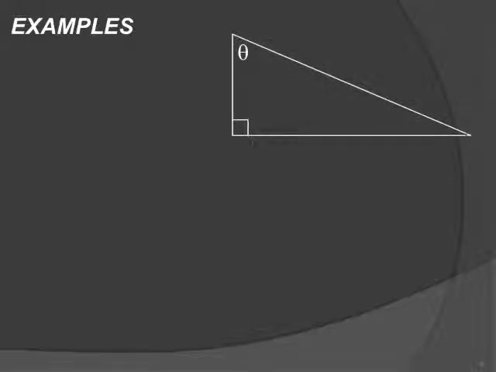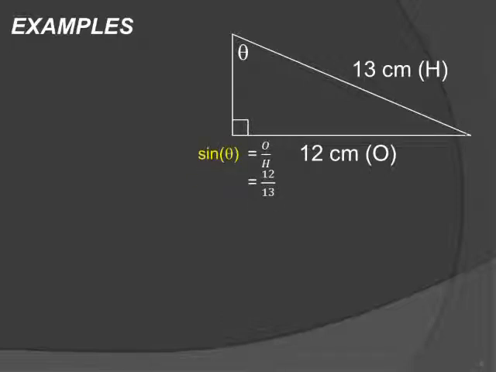Examples. Here we have a triangle. We have a hypotenuse of 13 centimetres and an opposite of 12 centimetres. So sine of our theta is opposite over hypotenuse, which is 12 over 13. That fraction doesn't simplify any, so you just leave it as 12 over 13.